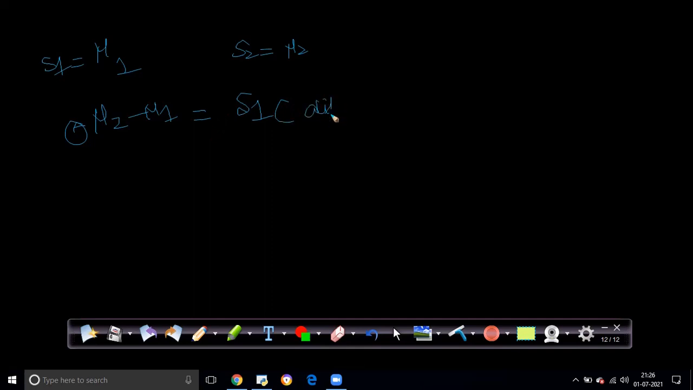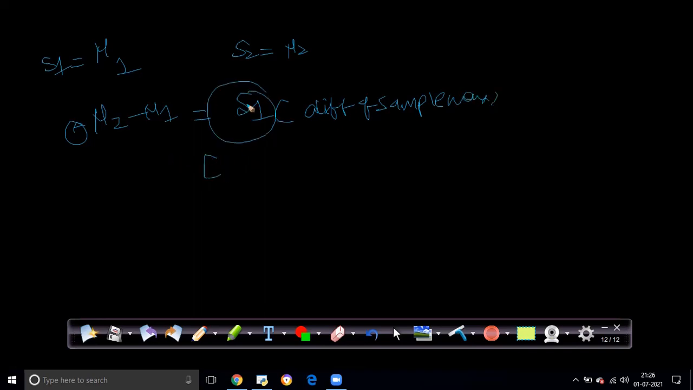Now compute the mean for S1 and compute the mean of S2. Let's call them mu1 and mu2. So let's say you compute mu2 minus mu1, the difference between the means. Let's say you got the value of delta 1. Okay, so delta 1 is the difference of sample means.